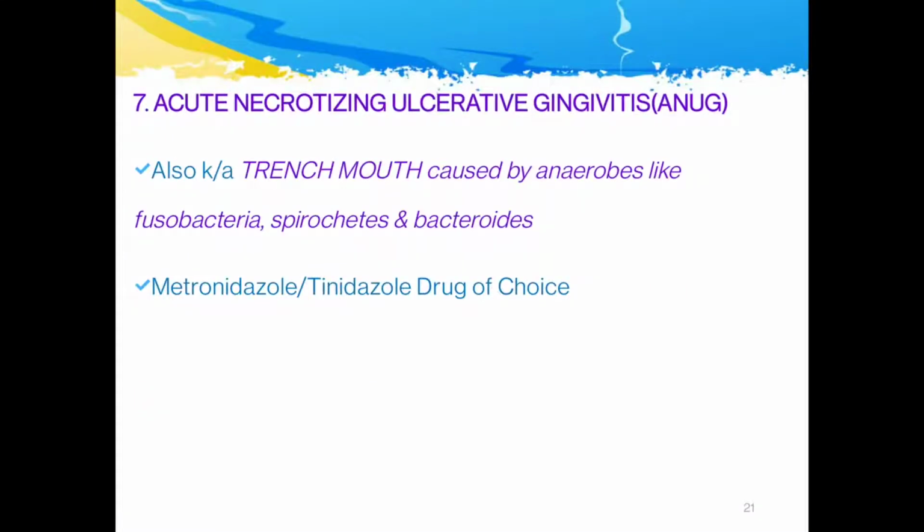Acute necrotizing ulcerative gingivitis, ANUG, also called trench mouth, is caused by anaerobes like Fusobacteria, spirochetes, bacteroides. Metronidazole and tinidazole are the drugs of choice.